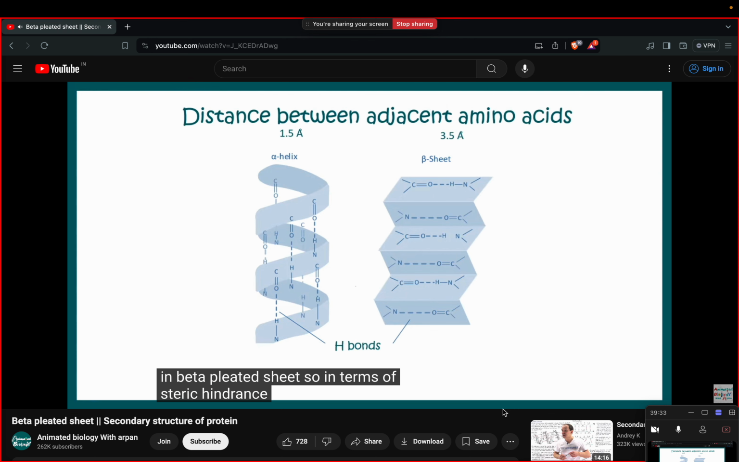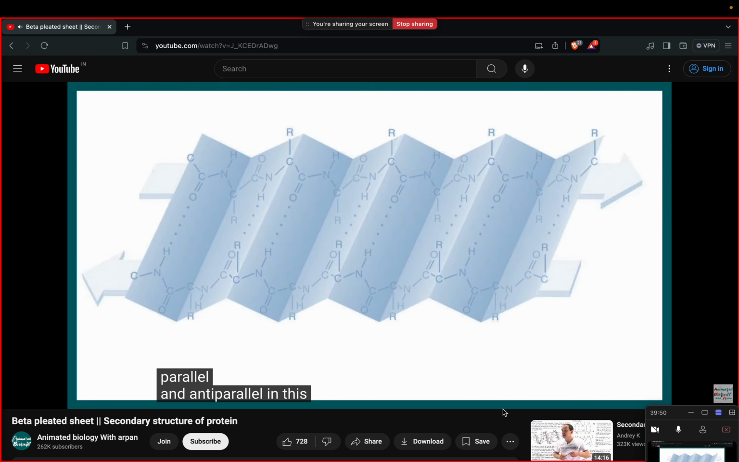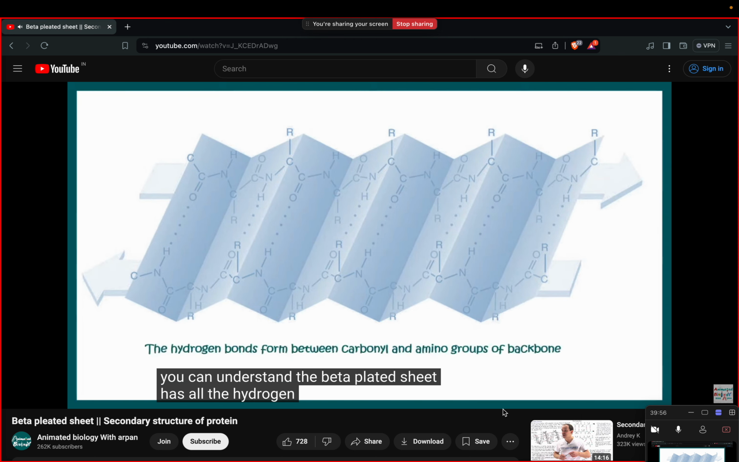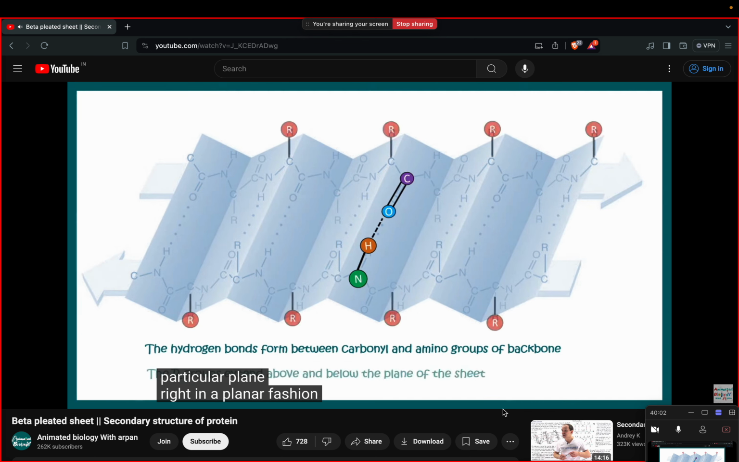So in terms of steric hindrance, beta pleated sheet structures experience less steric constraint compared to alpha helices. Now, beta pleated sheet can be organized into two different orientations, parallel and anti-parallel. In this particular orientation, you can understand the beta pleated sheet has all the hydrogen bonds in a particular plane, right? In a planar fashion. And all the amino acid R groups are protruding out from the plane either upwards or downwards. That itself is reducing the steric constraint, right?